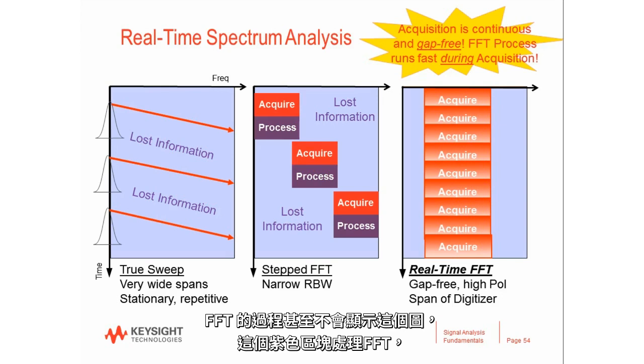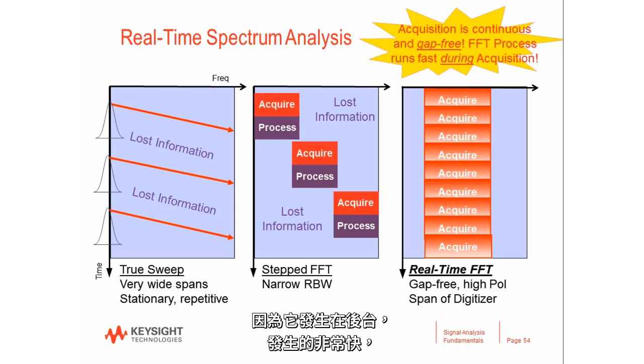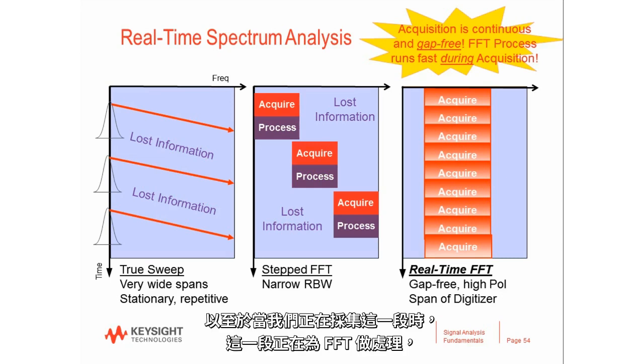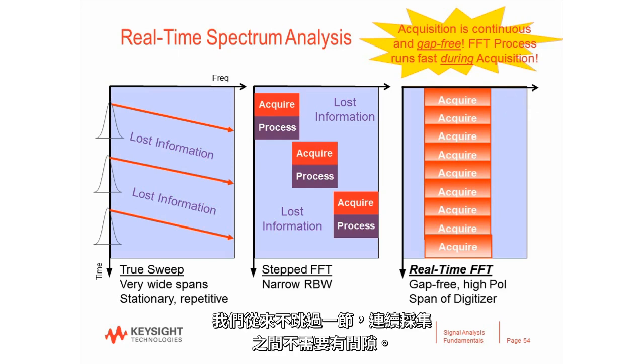The FFT process doesn't even show up in this diagram, this purple block that processes the FFT, because it's happening in the background. It's happening so fast that while we're acquiring, this block is being processed for the FFT, and we never skip a beat. There's no need to have a gap between successive acquisitions.